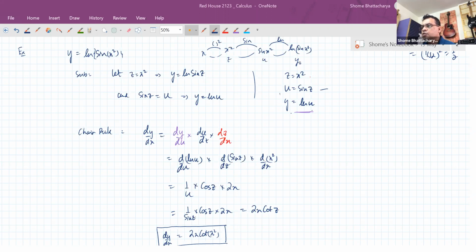x. So first in this step, cos z by sin z became cot z here, and in this we substituted z finally as what? x. So that's how we got the answer. Yes, sir. Got it. Right? It's clear now? Okay.